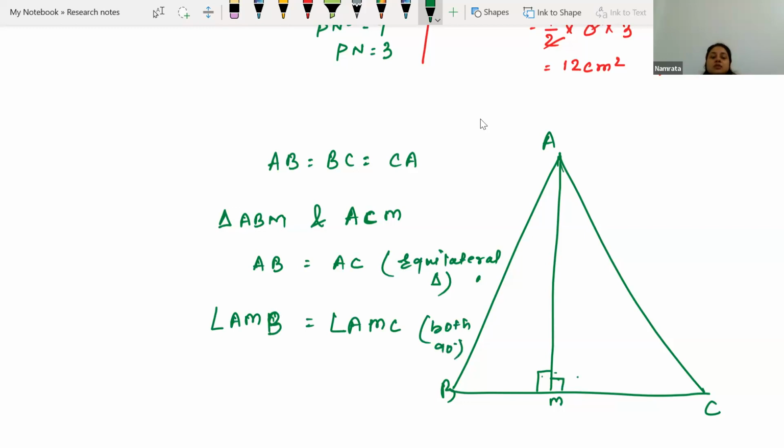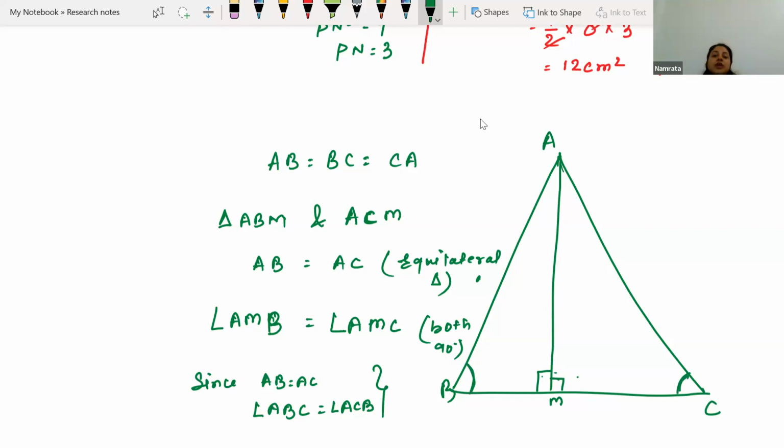Since AB and AC are the same, therefore angle ABC and angle ACB both will be the same, right? If two sides are the same, the angles opposite to those sides will also be the same. We have learned this concept in isosceles triangle, right? So what are we getting? We are getting this angle and this angle the same.